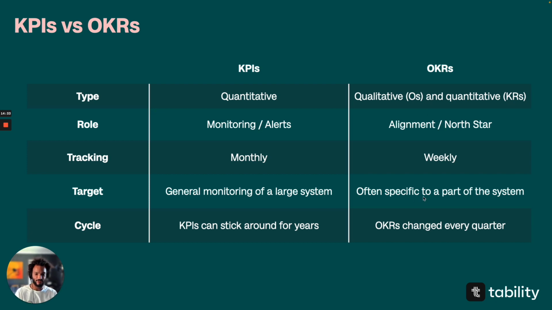The last part is your KPIs. You want them to be stable. You don't want to change them every week, every month. They're meant to stick around for years. And your OKRs are going to change every quarter, because every quarter you're going to say, hey, this quarter we focus here, and next quarter we focus there. You can have some overlap from one quarter to the other, but usually we see a lot of changes.